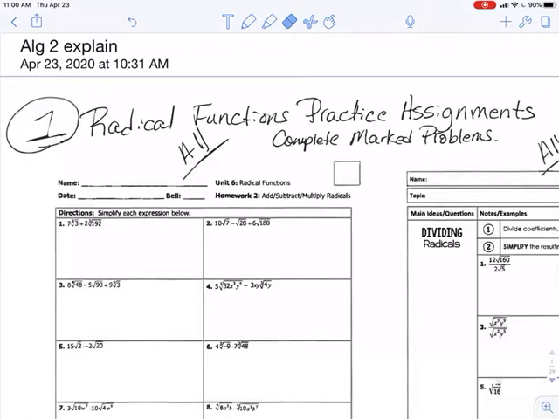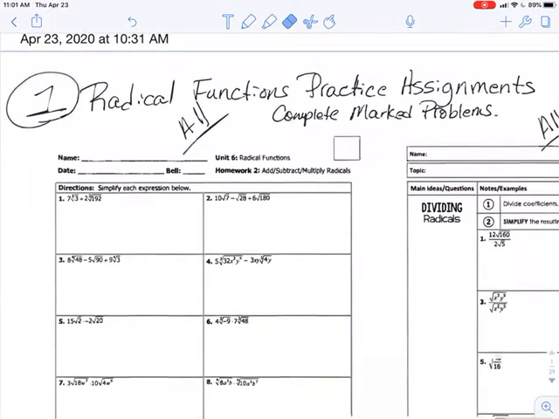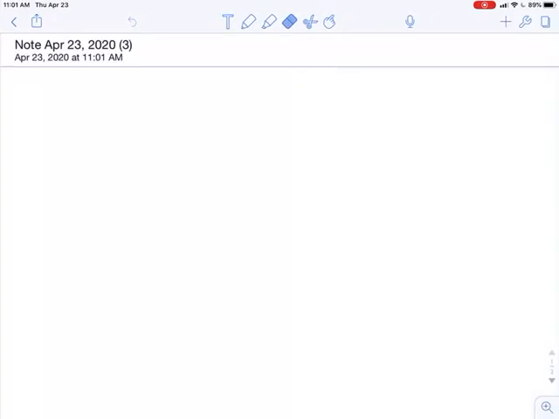So what I want to start out with is your first page of assignments, the radical functions practice assignments. I'm going to start there and work a few problems for you. I'll probably break this into a couple of videos and save them all out to your classroom. The first thing I need to do, though, is explain how to simplify radicals just a little bit, so you have a little bit of background.